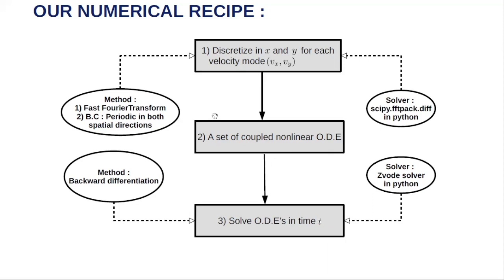To do this, we used the fast Fourier transform method and periodic boundary conditions over space to discretize these equations. We also used the scipy.fft solver to discretize, and then we solve this set of ODEs in time using our solver in Python, with a backward differentiation method, which solves the equations of motion very fast compared to other numerical techniques.